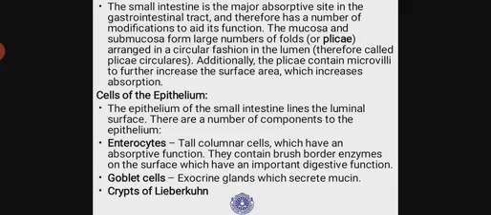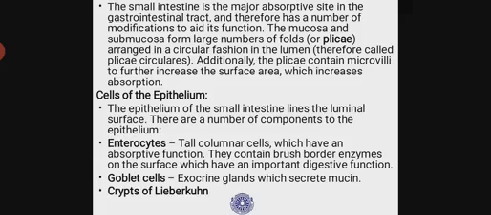The small intestine is the major absorptive site in the gastrointestinal tract and therefore has a number of modifications to aid its function. So it has some specialized histological features which facilitate the process of absorption. The mucosa and submucosa form a large number of folds, also called plicae, arranged in a circular fashion in the lumen, therefore called plicae circularis. Additionally, the plicae contain microvilli to further increase the surface area of absorption.